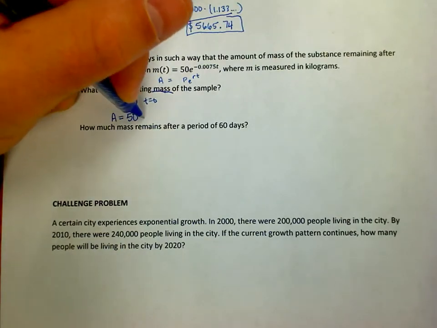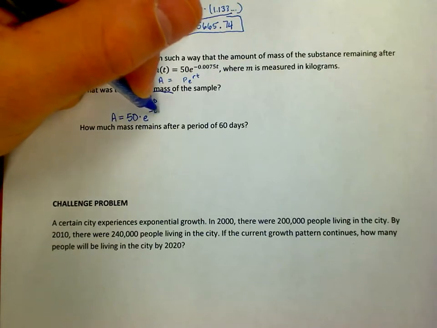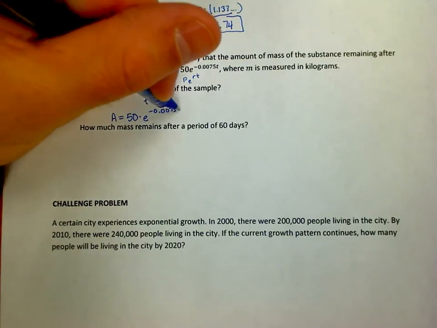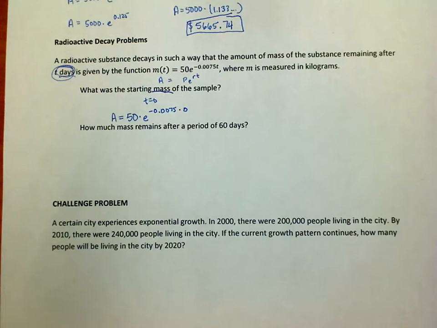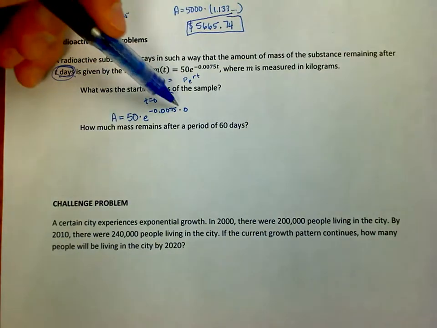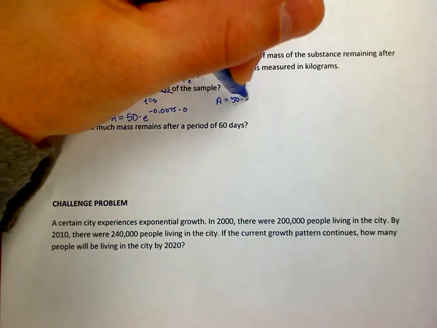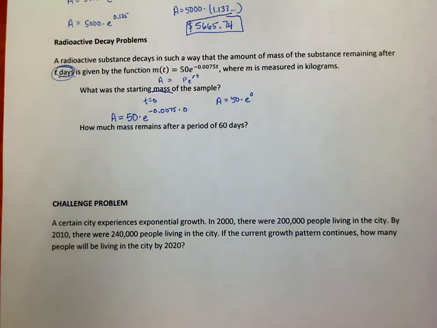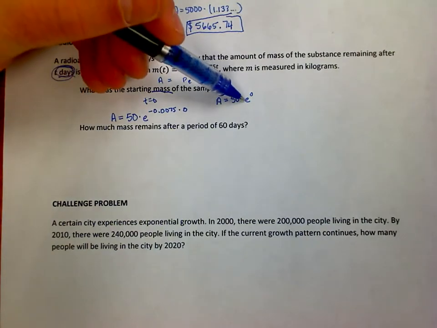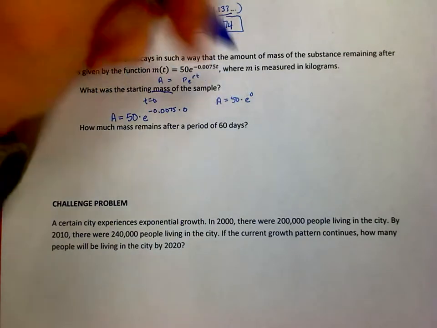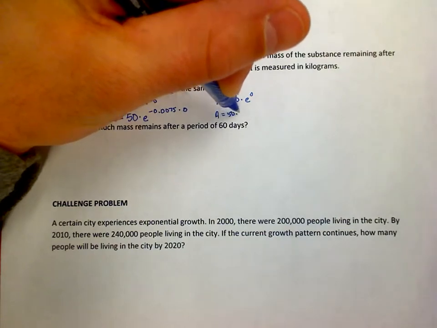That would be 50 times e raised to the negative 0.0075 times 0 for time, right? 0 times anything is 0. So this simplifies to A is equal to 50 times e raised to the 0 power. Anything raised to the 0 power, I don't care what number it is, even if it's pi or e or something funky, that's just a 1. So it's really A is equal to 50 times 1.